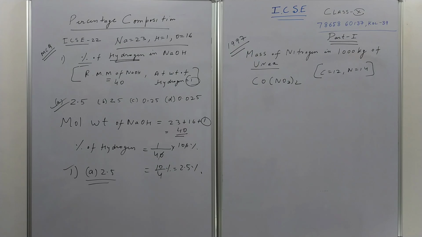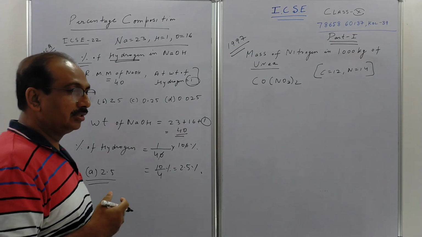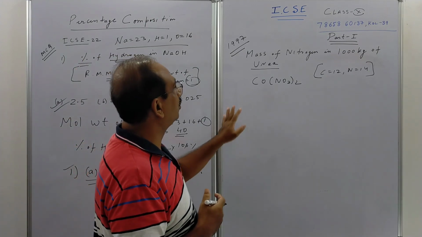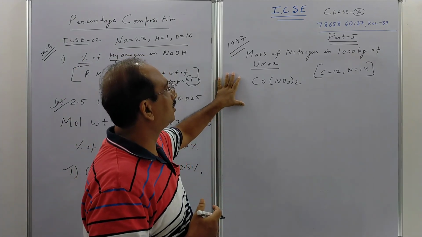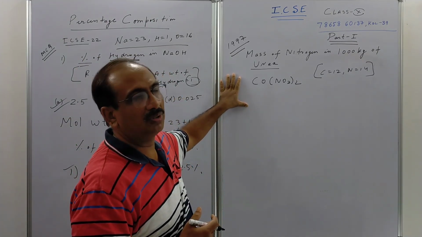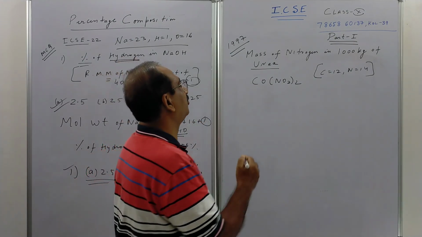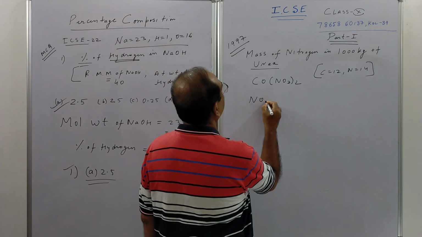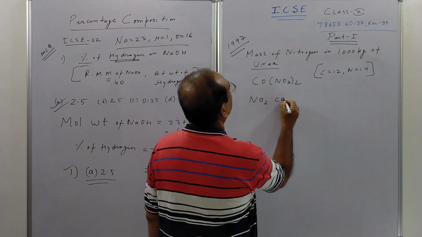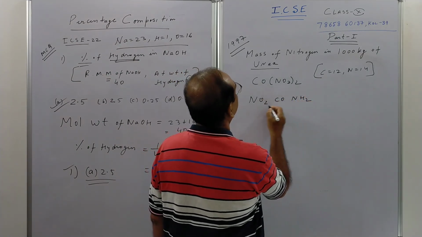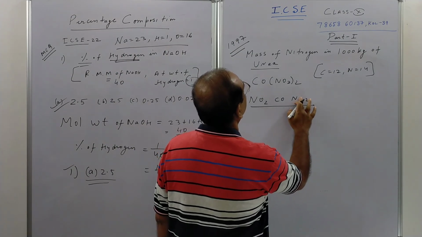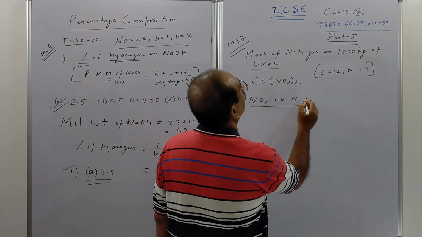Next we move on to year 1997. Then another very interesting sum we'll take later on. So: mass of nitrogen in 1000 kg of urea. See, this is the formula of urea, one of the very important nitrogenous fertilizers. So we write something like this.